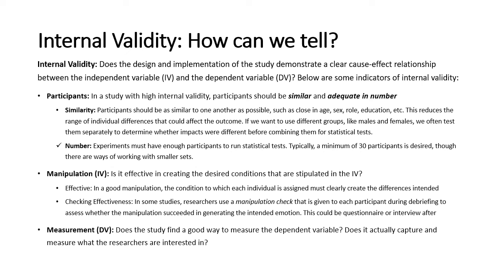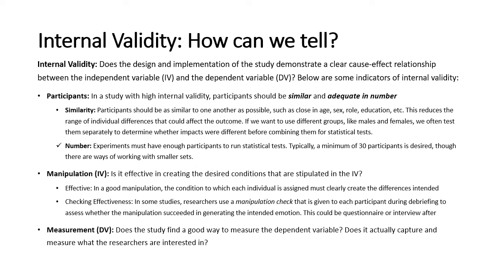A lot of times, if the researcher isn't sure about how well their manipulation works, like whether they've actually made their participants feel urgent, then they have what's called a manipulation check. And that means that for each participant in the study, after their role in it was done, the researchers would talk to them and debrief them. And then they would use a manipulation check to see whether the manipulation succeeded in generating the intended emotion. And it would be like a questionnaire or interview. And they would analyze that to make sure that their manipulation worked.